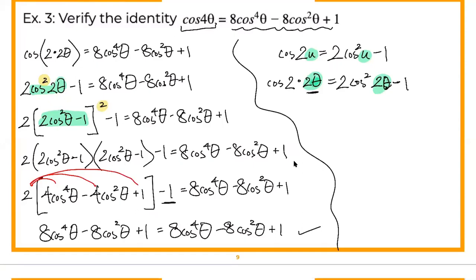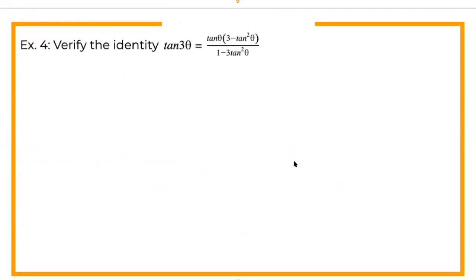All right, any other questions about number 3? Okay, let's move on to example 4 then.